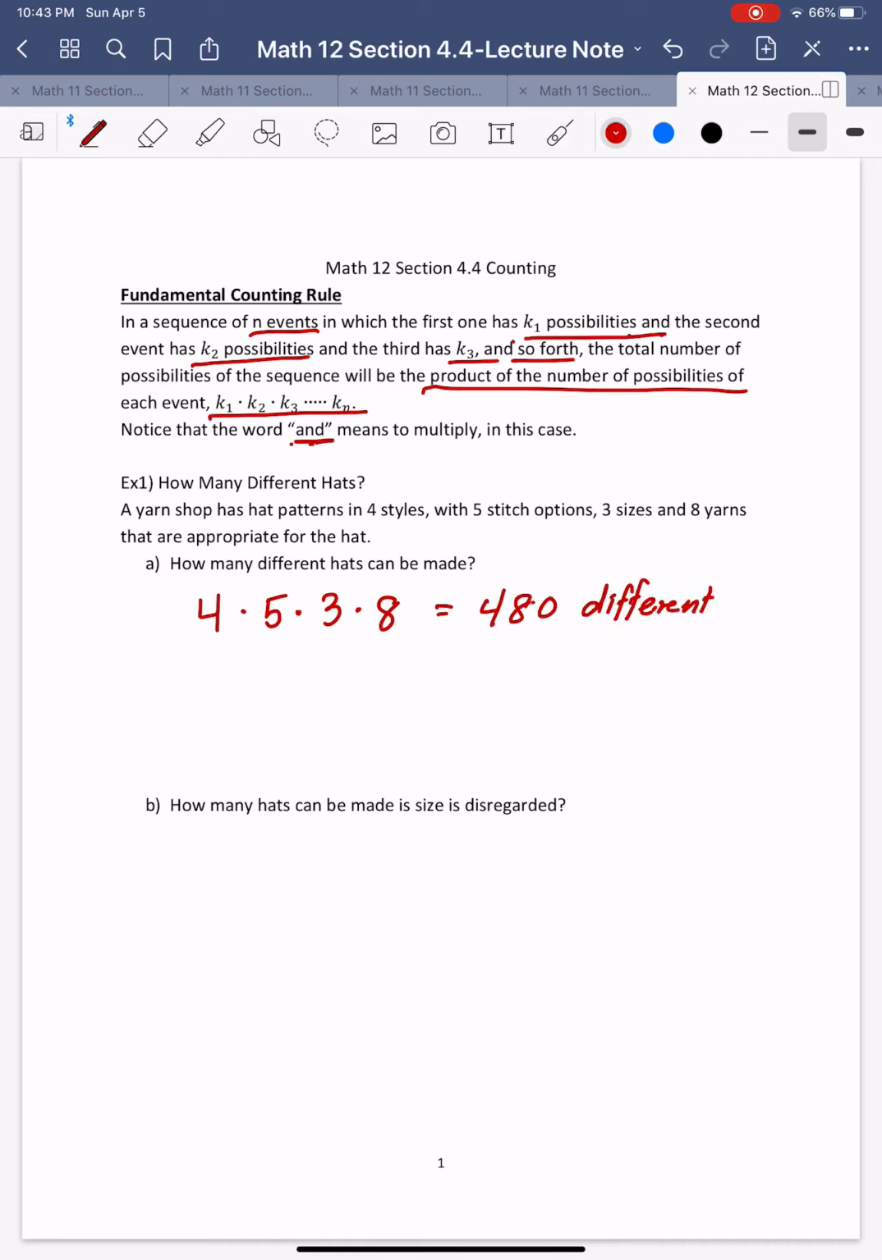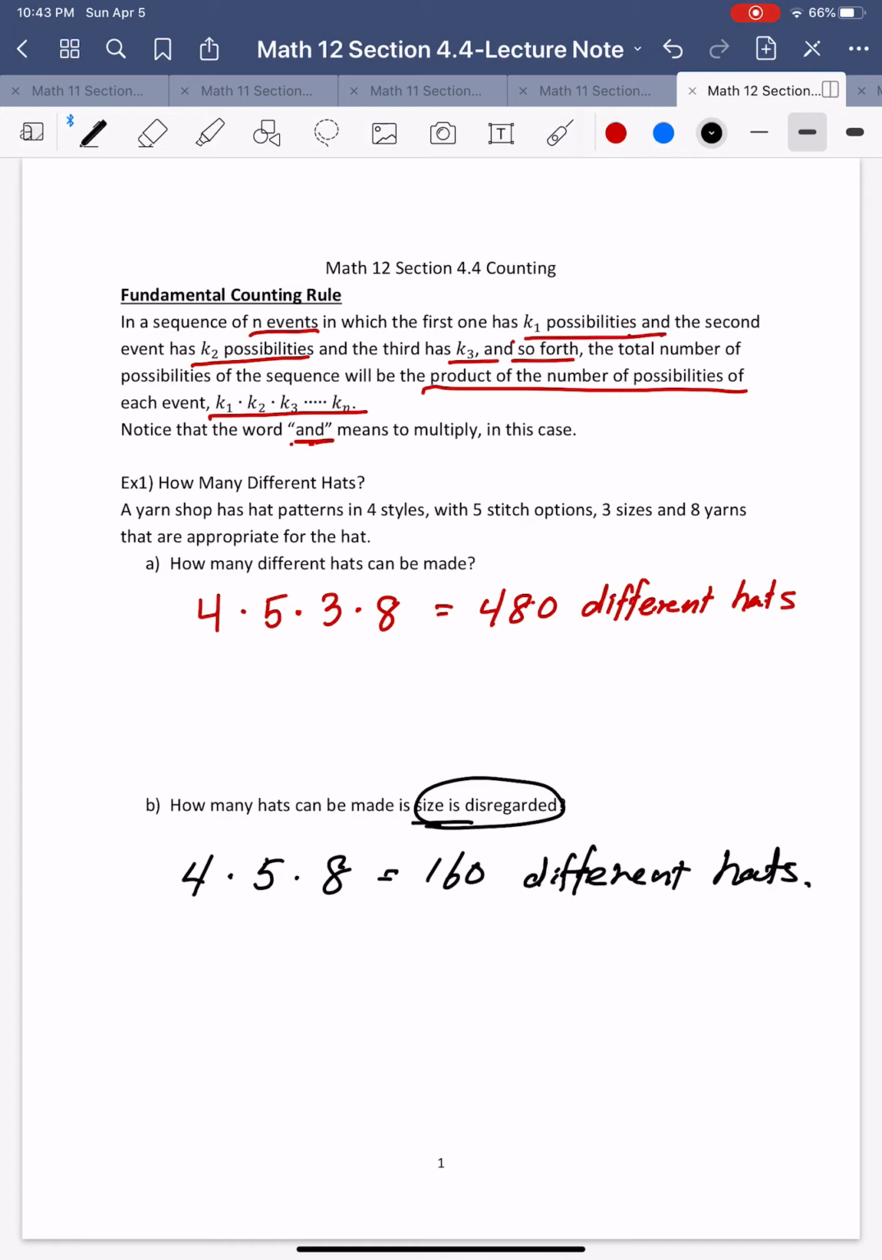So there's no hat that is exactly the same, okay? And then part B. Now, how many hats can be made if size is discarded? So we're not looking at the size this time. So we ignore the size, and then there will be 4 styles, 5 stitch options, and 8 yarns. So it becomes 160 different hats because we're not looking at the size. All right, let's look at the next page.